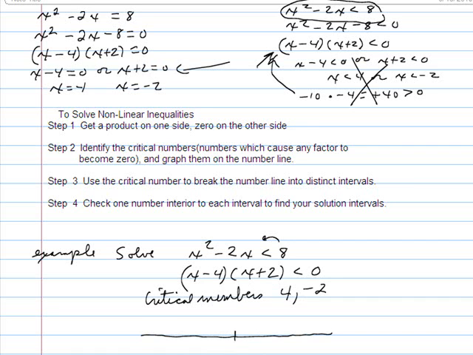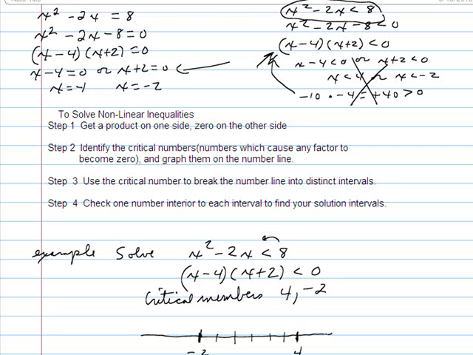Put 0 in the middle. Mark negative 2 off on the left, 4 on the right, and to graph them, I think I'll just make them heavier. So there's my negative 2 and there's my 4.